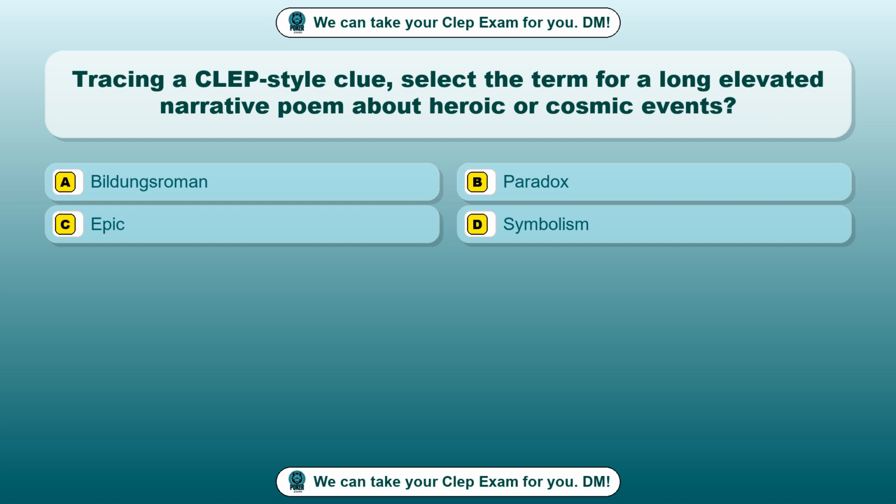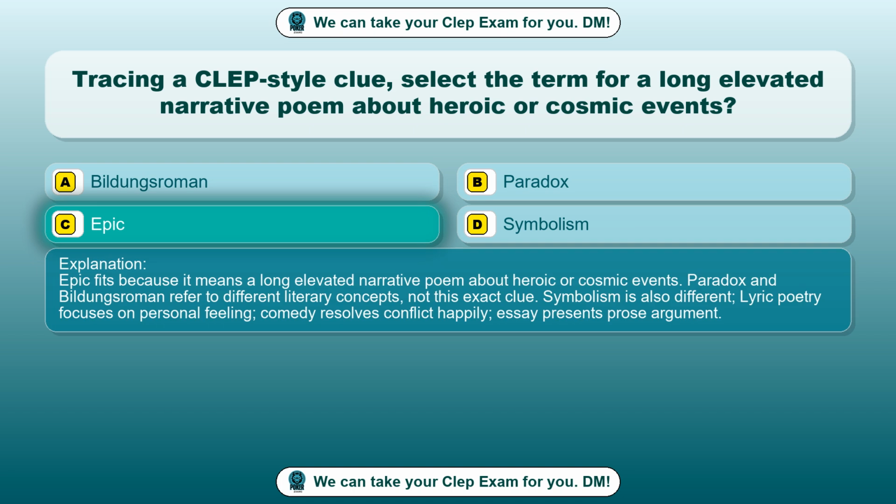Question 32. Tracing a CLEP-style clue, select the term for a long elevated narrative poem about heroic or cosmic events. Option A, Bildungsroman. Option B, Paradox. Option C, Epic. Option D, Symbolism. The correct answer is option C, Epic.